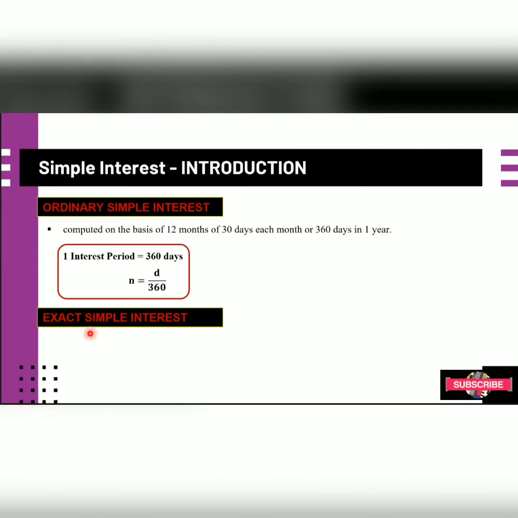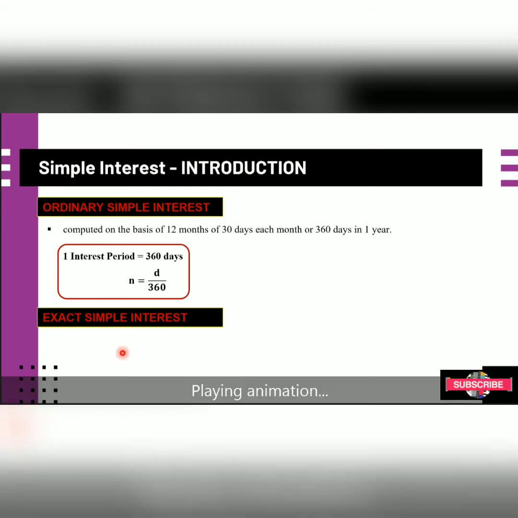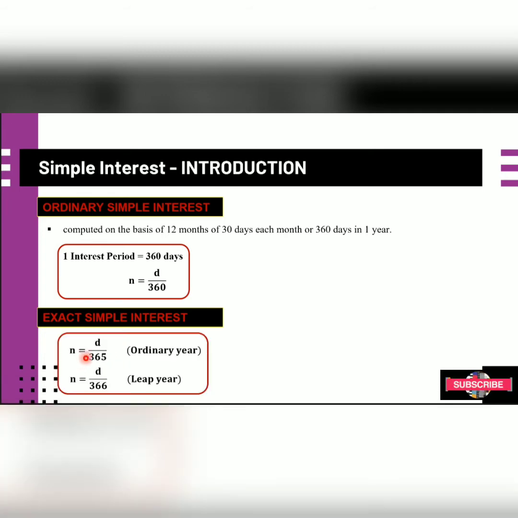Okay, so just remember that in using exact simple interest, you have to remember this formula in getting your n for an ordinary year and your n for a leap year. When you are getting the n considering an ordinary year, use n equals d over 365, and this is also in a unit of years. Also for a leap year, you need to use n equals d over 366.